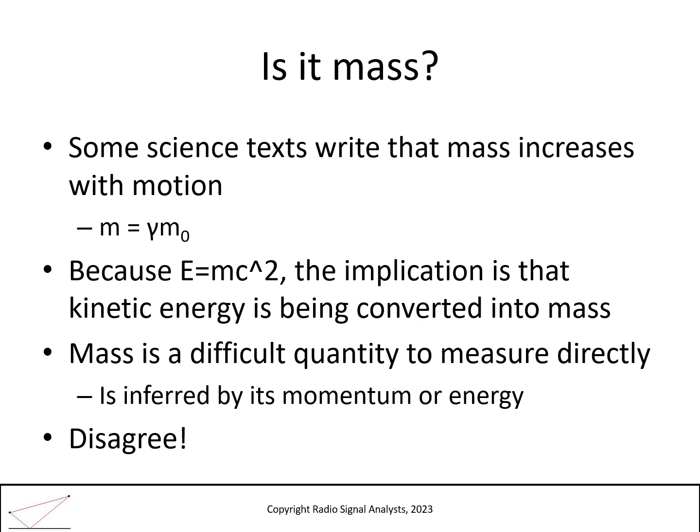Some science texts write that mass increases with motion. An object with mass can never reach the speed of light because its mass approaches infinity, meaning that it would take an infinite amount of energy to push it faster. Because E equals mc squared, the implication is that kinetic energy is being converted into mass.